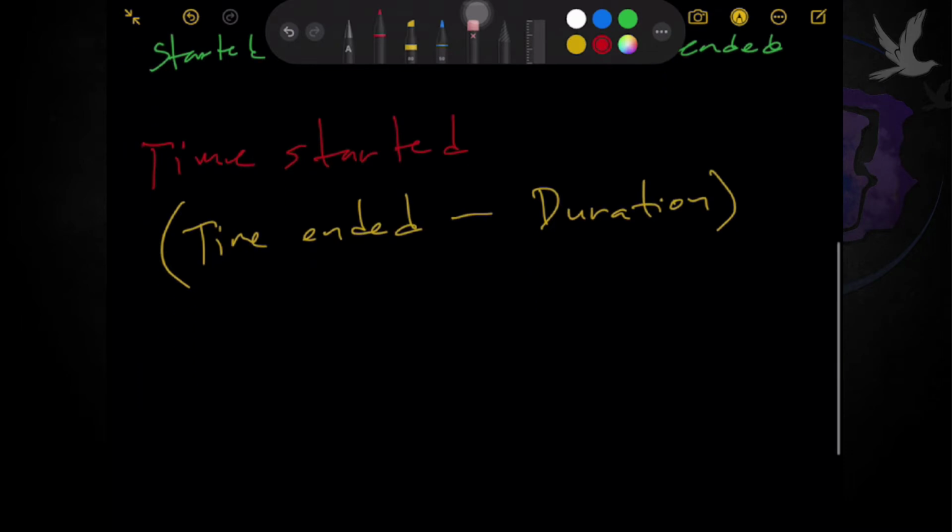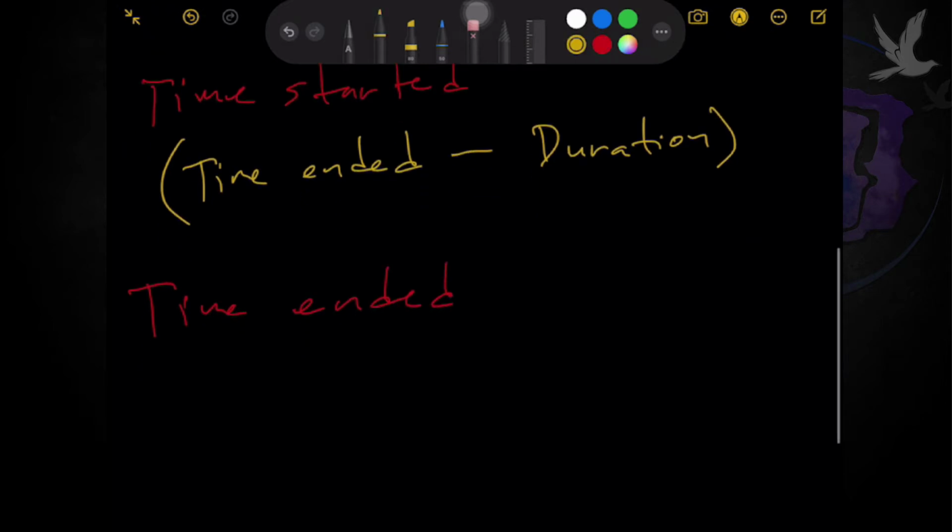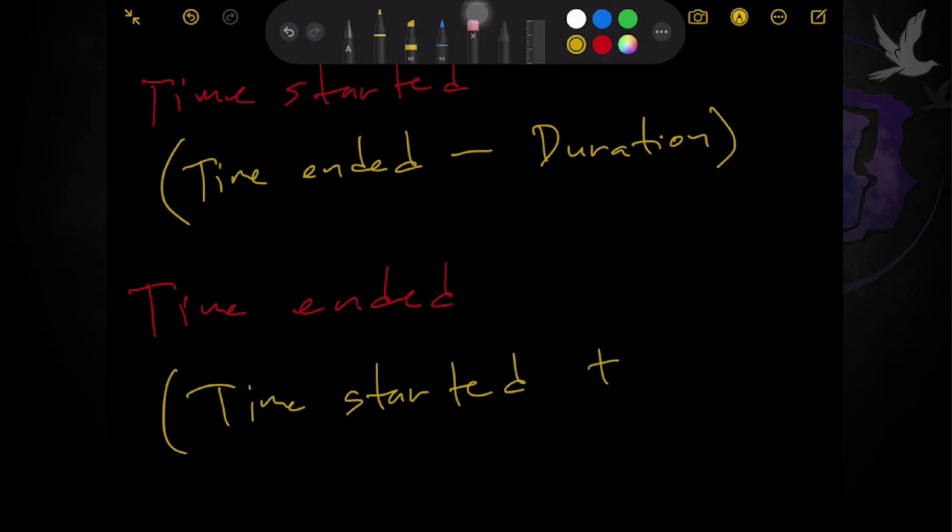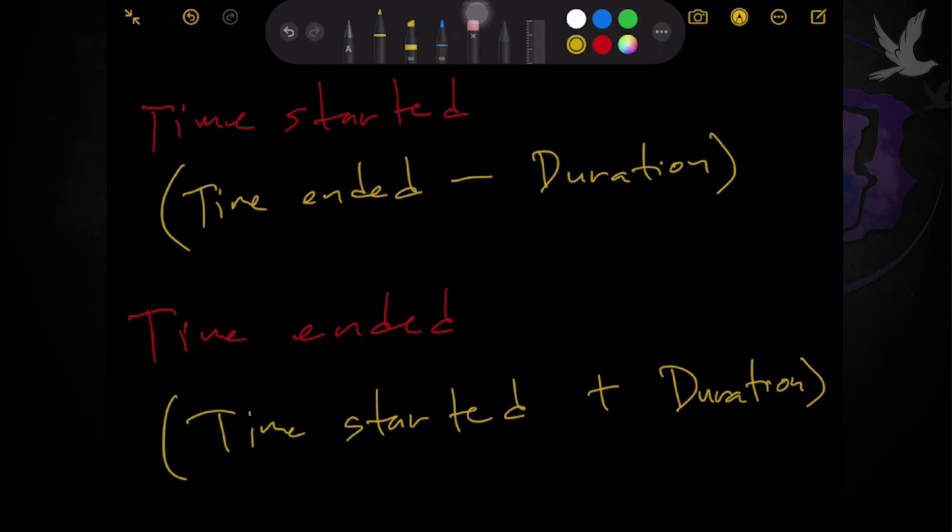And if you're going to solve for your time ended, all you need to do is to take your time started plus your duration. Okay? So, basically, ganun lang kadali ang time started and time ended ninyo.